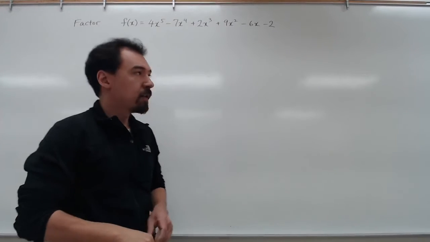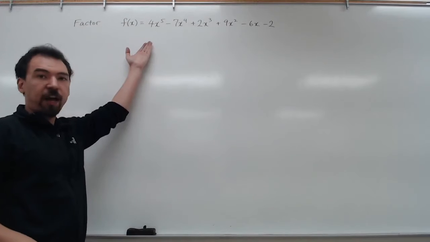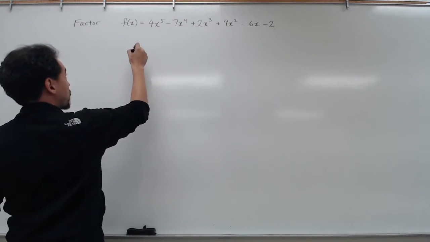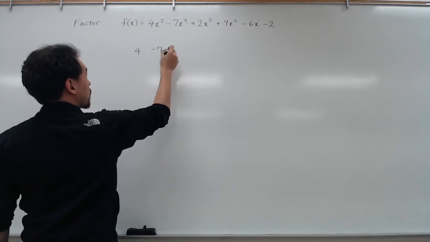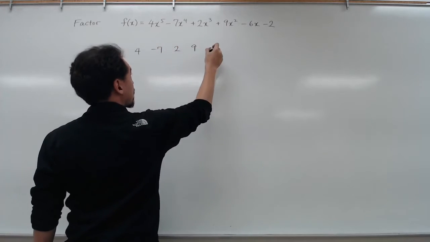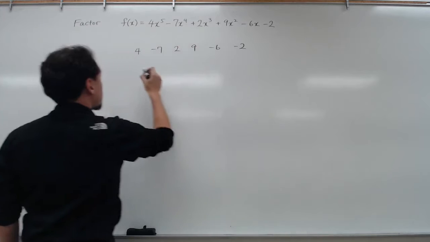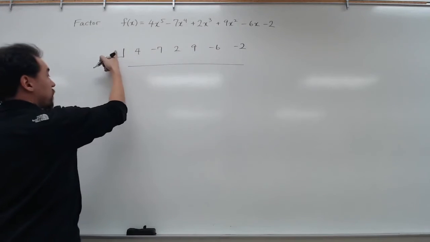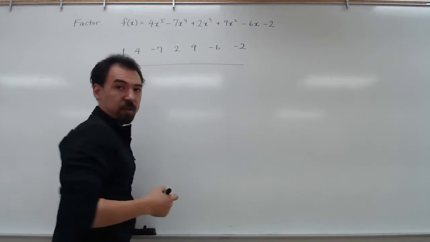Welcome back. So we would like to factor this, same method we did in the last video. So we're going to try synthetic division: 4, -7, 2, 9, -6, and -2. Now, we're trying to guess a number here so that we get 0 here.